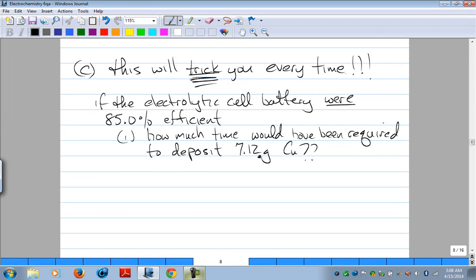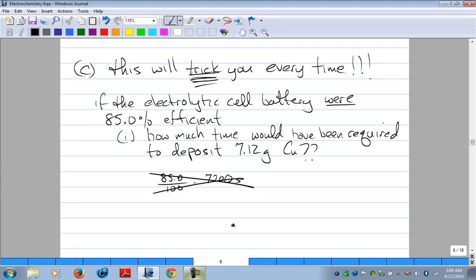Okay, so what is everybody going to do? They'll take 85/100ths of the 2 hours time, or 7,200 seconds it took to plate the 7.12 grams, and you'll get a number less than 7,200. Well, that's completely dead wrong, illogical, and just flat out dumb.